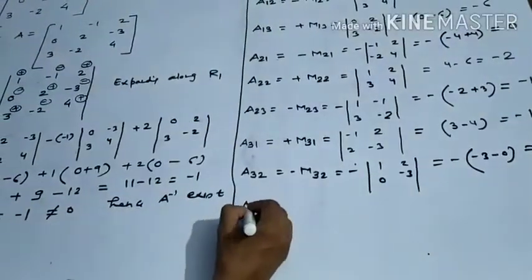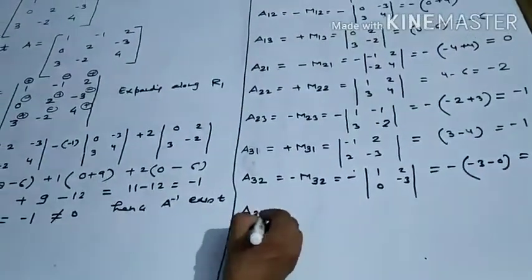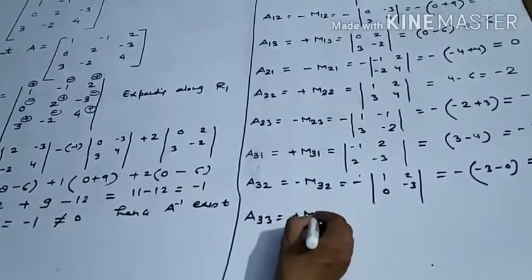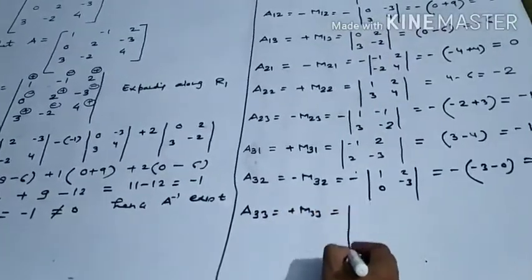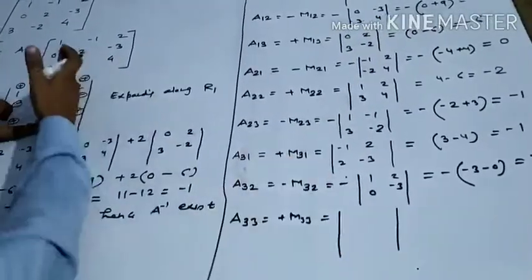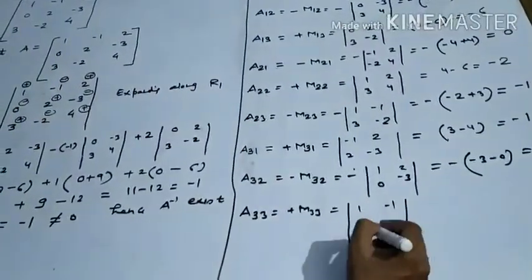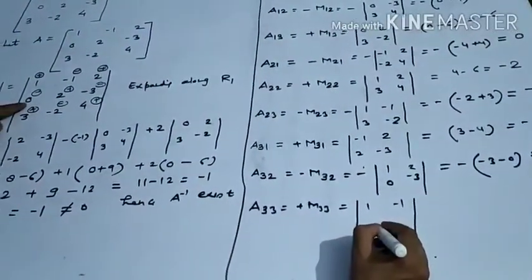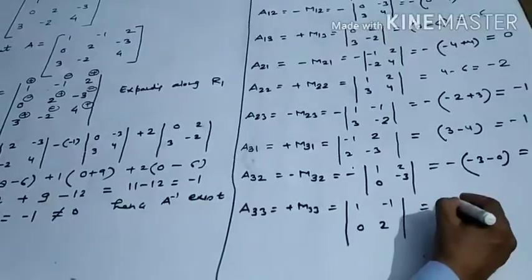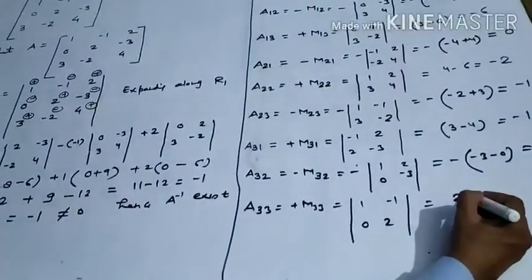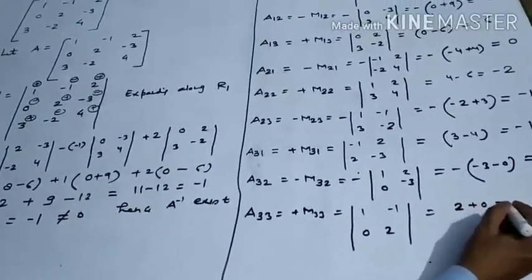Now after that the cofactor of the element of the third row and third column, so this is the plus M33, this is obtained after leaving the third row and third column, so this is the 1 minus 1 and here this is the 0, then this is the 2, this is the 2 and this is the plus 0, or simply this is the 2.